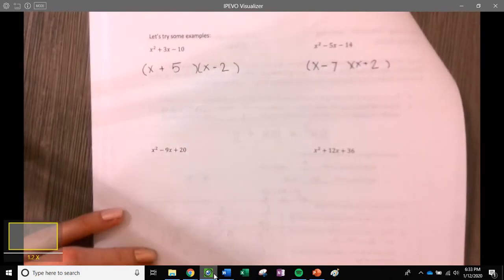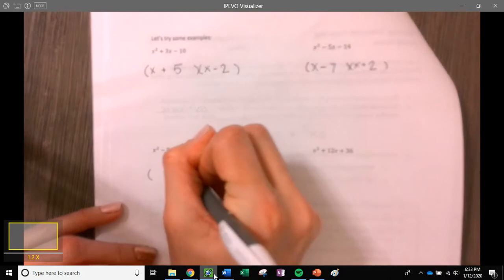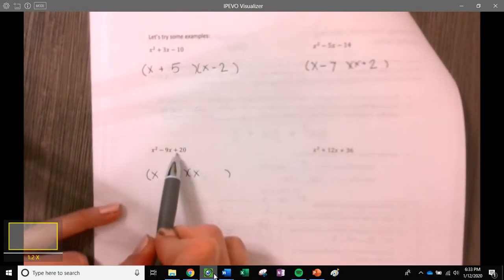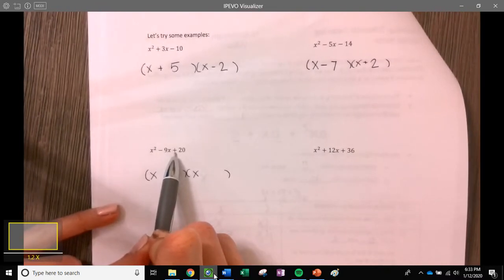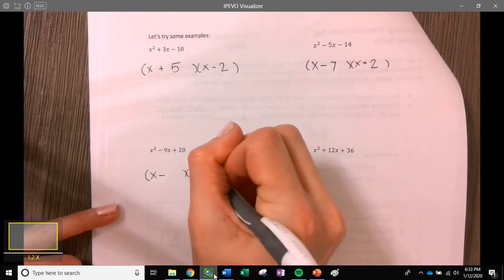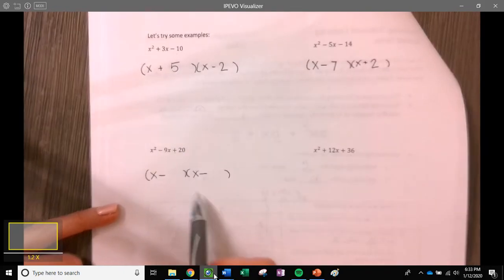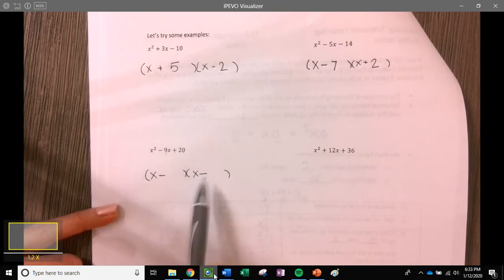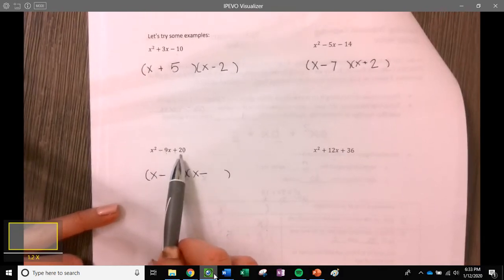Okay, let's try this guy down here. X squared minus 9x plus 20. I've got my parentheses. I'm looking at my signs. I've got a plus sign, which means my signs will be the same. I've got a subtraction sign in front of b, which means both will get subtraction. So how can I get positive 20 and negative 9? Well, a negative times a negative will equal a positive. So what's going to make 20?